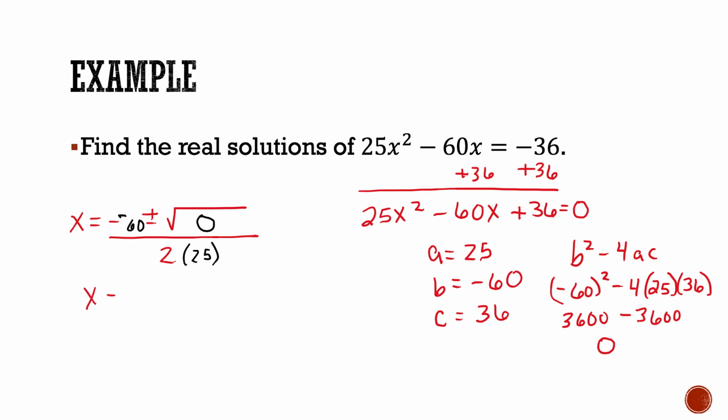So we have x is equal to negative 60, which is going to be positive. The square root of 0 is just going to be 0, so I'm going to drop that off here. And then 2 times 25 on the bottom is going to be 50. And so as we simplify that, we're going to end up with 6 over 5. Remember that we only were expecting to have one answer to this quadratic equation.